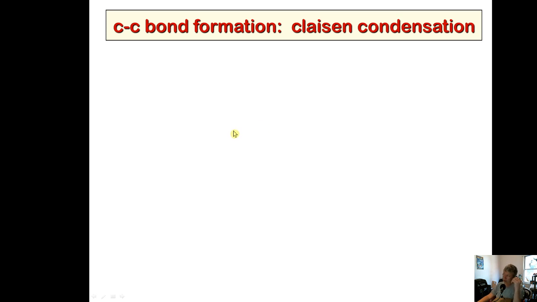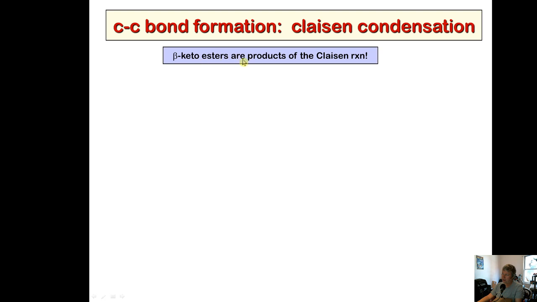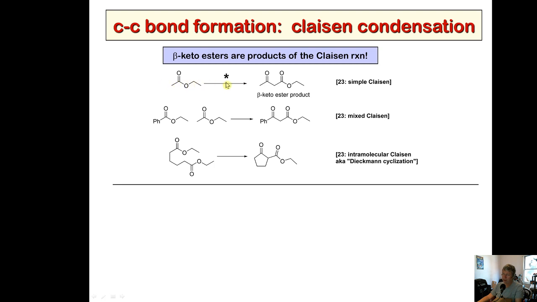All right. So let's talk about the Claisen condensation, which is, you could say, vaguely similar to the aldol. It just uses esters instead of ketones and aldehydes. So beta keto esters are the products of the Claisen reaction. These are three of the simple examples you are probably familiar with. If an ester reacts with itself, it's usually going to be a base followed by acid. But the ester becomes a nucleophile enolate and attacks the other ester, kicks off the ethoxy, and you get a beta keto ester. Okay.